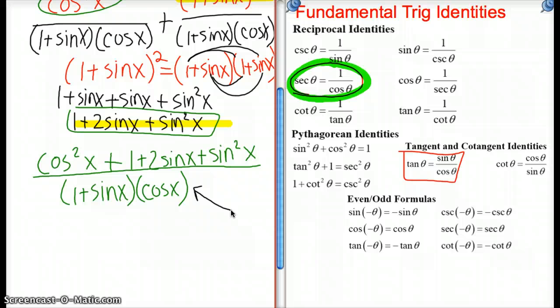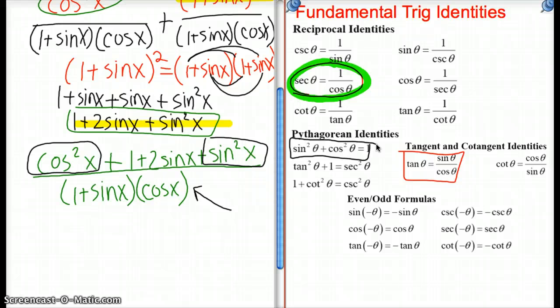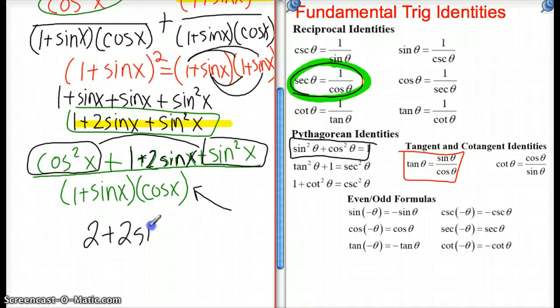That's promising. But I need to somehow clean up everything and get rid of everything else and make the top equal to 1. So I'm going to start with looking at the top and thinking about what identities I have. I see cosine squared and I see sine squared being added. I know that the sum of those for any angle will equal 1 by the Pythagorean identity. So I'm going to replace those two with 1. So then in my numerator, I'm going to have 1 plus 1 plus 2 sine of x. Or essentially, I'm going to have 2 plus 2 sine of x.